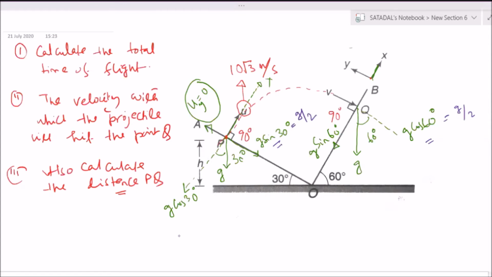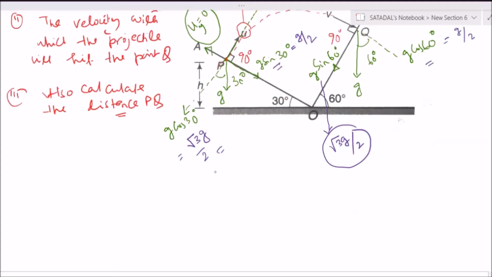This will come to be root 3 g by 2 and this particular value will also come to be root 3 g by 2. So I hope this is okay now. You understood? The entire component division is clear, right? Fine. So now what concept I am going to use here, you check.